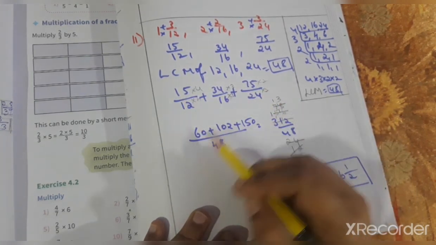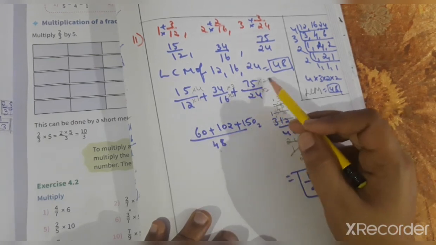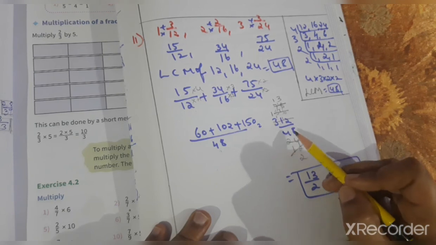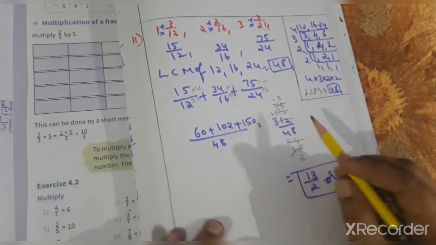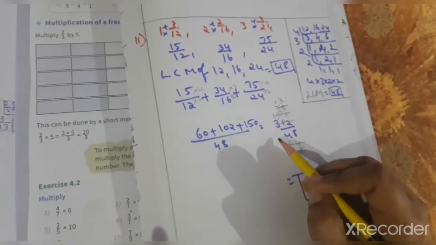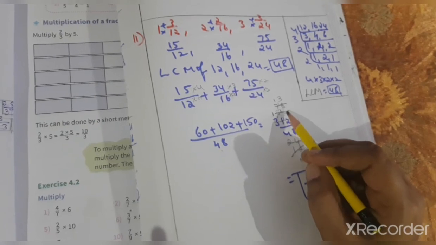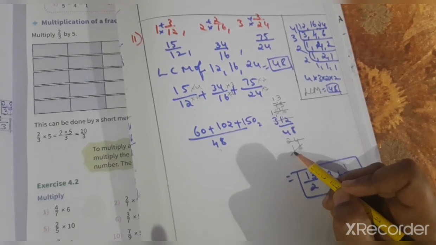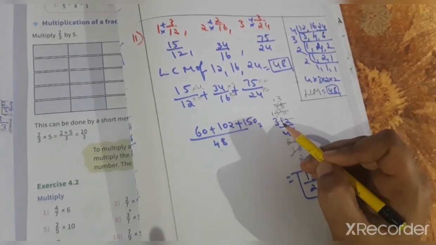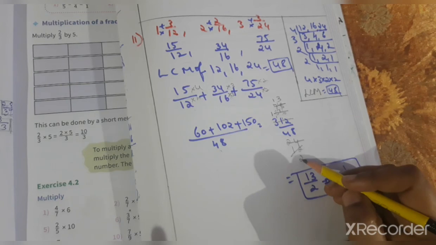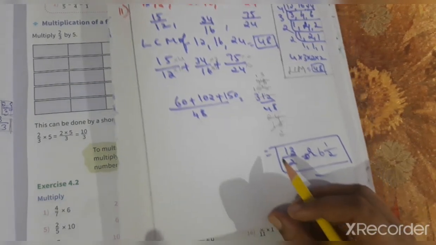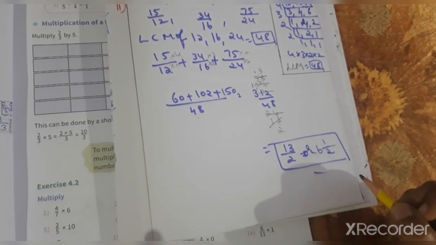So 15 4s is 60, 34 3s is 102, and 75 2s is 150. After total, 312 by 48, simplifying, both are divided by 2. 2 ones are 2, 2 2s are 4, 2 4s are 8, 2 ones are 2, 1 remainder. So 2 5s are 10, 1 carry means 2 6s are 12. Again you can cancel with 2. 2 ones are 2, 2 2s are 4, 2 7s are 14, 1 remainder, 2 8s are 16. Then 6 2s are 12, 6 1s are 6, 1 remainder, 6 3s are 18. So answer is 13 by 2, or converting into mixed fraction is 6 1 by 2.